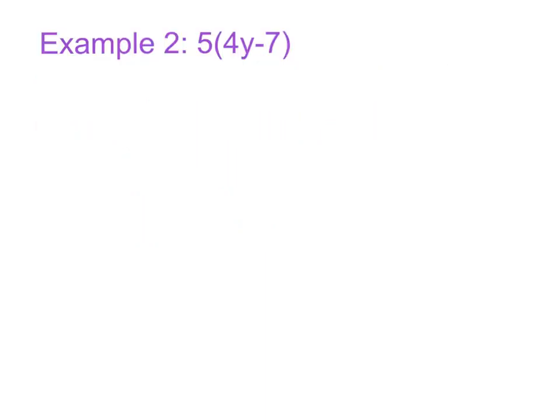So in the second example, I used it with subtraction. So this means I have 5 times the quantity of 4y minus 7. So the first thing I'm going to do is get rid of that subtraction symbol inside of the parentheses. So I'm going to change this to 5 groups of 4y plus negative 7. Okay, those are equivalent. So if I were going to use the algebra tiles on this, I would have 5 groups of 4y plus negative 7. And I'm going to bring those up to show you what that looks like.